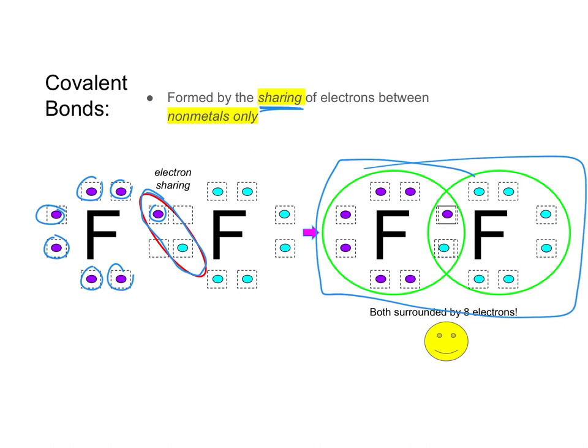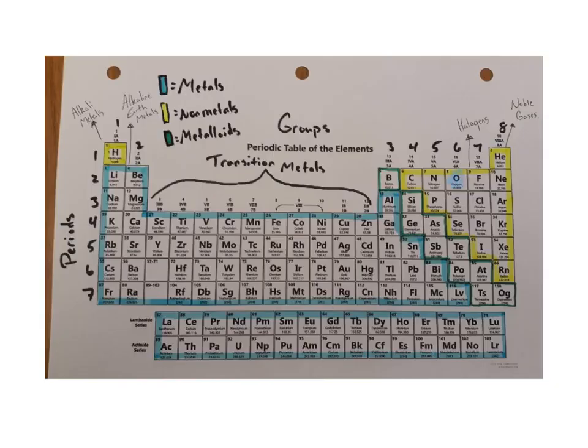But the thing you need to remember here is that covalent bonds are formed by the sharing of electrons, and this happens between nonmetals only. So if I look at my periodic table, if I ever have 2 atoms like H2O, those are both nonmetals, and so that is a covalent bond. Those electrons are being shared between those atoms. I could also have HF. That would be another covalent bond.